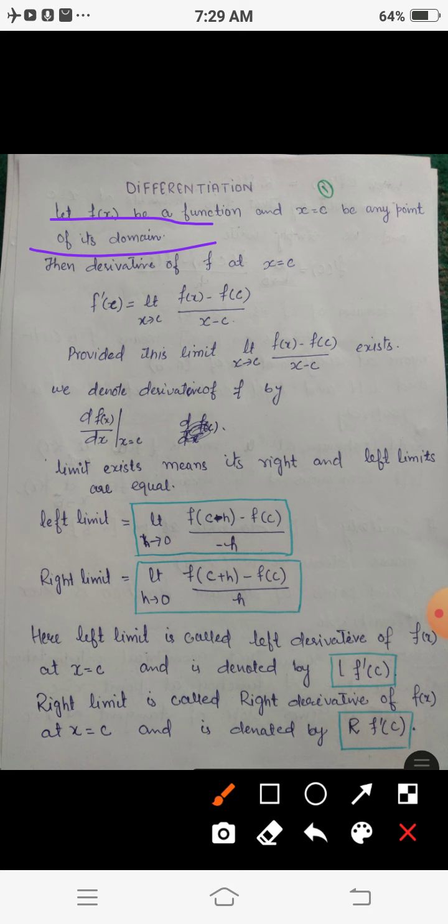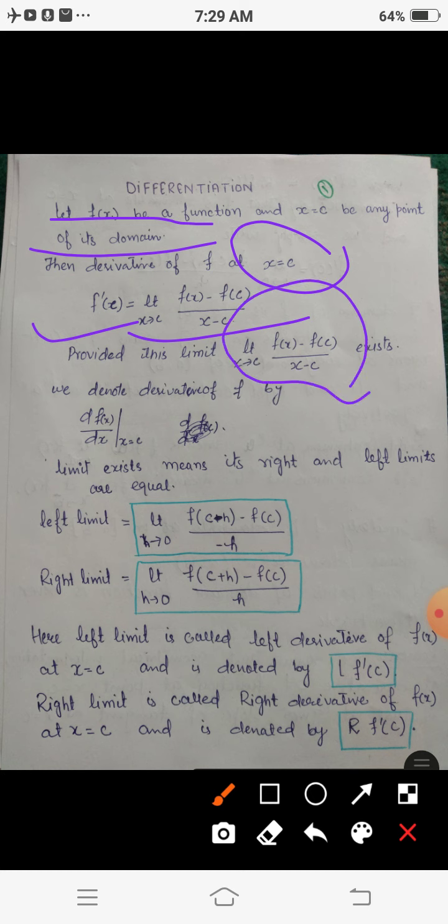Then the derivative of f at x equals c is denoted by f dash of c, equals the limit as x tends to c of f of x minus f of c upon x minus c, provided this limit exists. Then we say that the value of this limit is the derivative of f of x at x equals c, simply denoted by f dash of c. We also denote this derivative by df of x upon dx at x equals c.